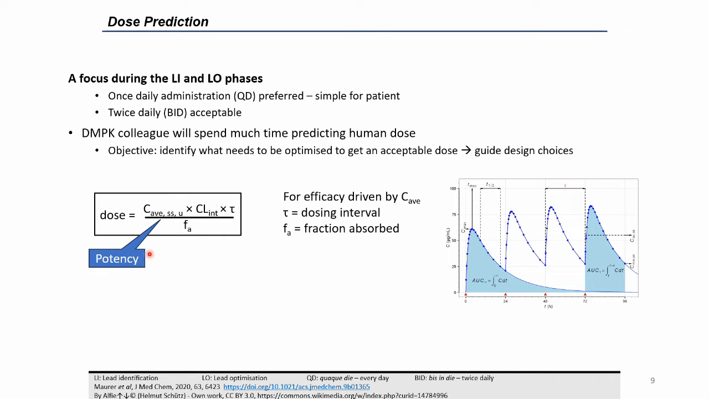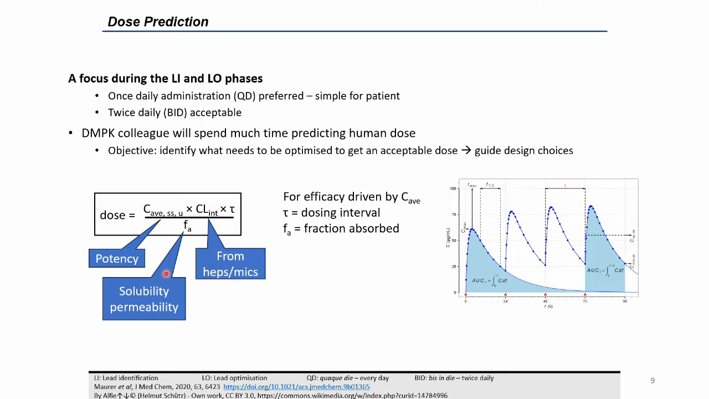So the average concentration that you need to achieve depends upon the potency of your compound in a cell assay. If you know what that is, then you can calculate what average concentration you need to achieve to get an effect. Likewise, the fraction absorbed depends upon the solubility and the permeability of the compound, because the closer to 100% absorbed of your dose, the less you need to give.